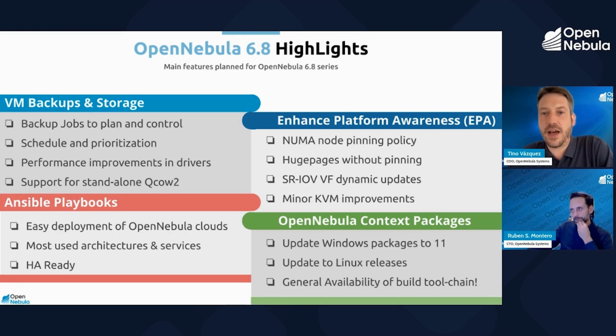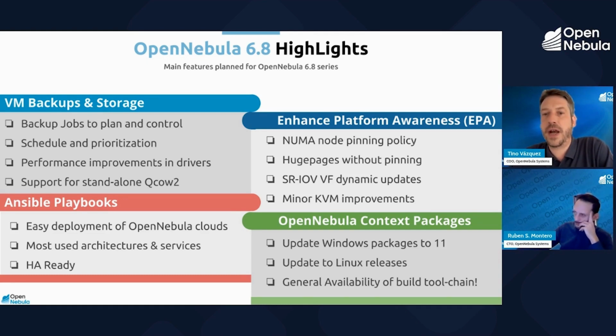Also new in 6.8, we are going to introduce a separation of concerns of different enhanced platform awareness features. The objective of this functionality is to make the most out of the hardware where a virtual machine is running by assigning them to different NUMA resources. So in 6.8, you'll be able to apply a policy to deploy a VM on a NUMA node. You will be able to define huge pages without pinning. Also, the ability to update those network interfaces that are underlying virtual functions linked with SR-IOV.